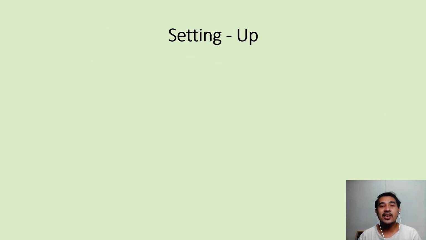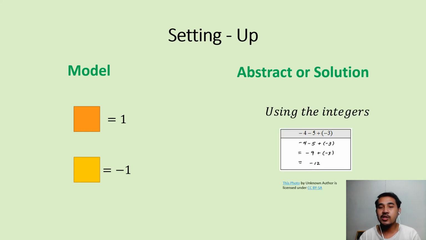Let's have our setup. Like in the addition and subtraction video, we have here the model. Orange is positive 1, and yellow is negative 1. And then the abstract or solution, using the integers, is the usual way of solving operations in integers.